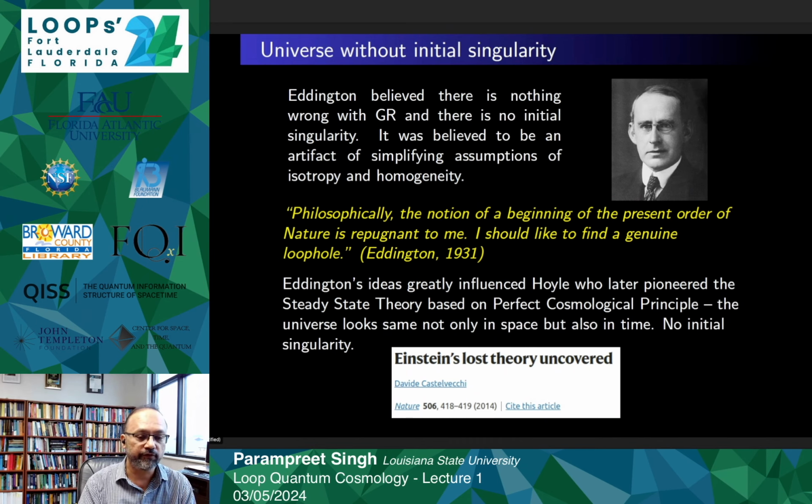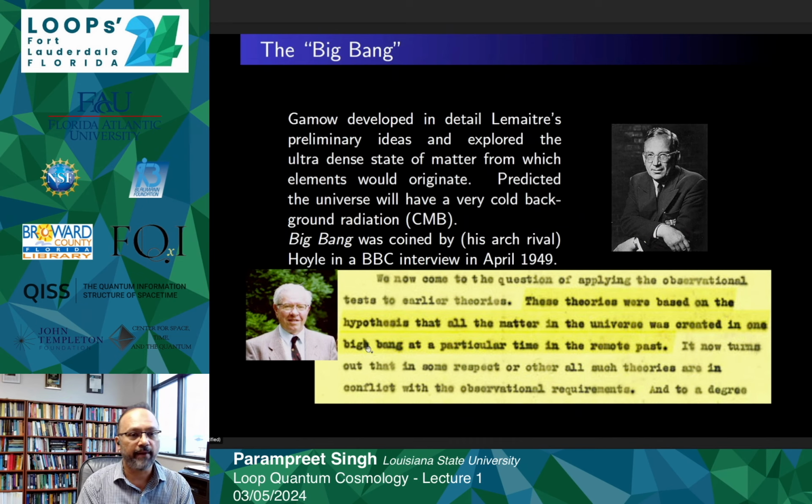So the steady state theory was essentially the main developing theory at that time, along the lines of what was being talked about before Friedman and Lemaitre discovered the expanding universe. But at the same time, following Lemaitre's ideas, George Gamow was developing how the elements could originate from the ultra-dense state of matter, Lemaitre's primeval seed, and what the expanding universe would look like. He predicted from his model that the universe will have a very cold background radiation if it actually started from Lemaitre's primeval seed and was expanding as Hubble discovered.